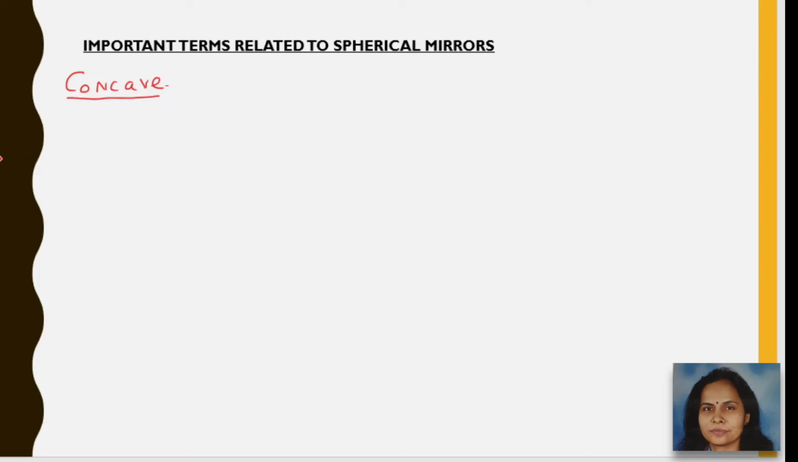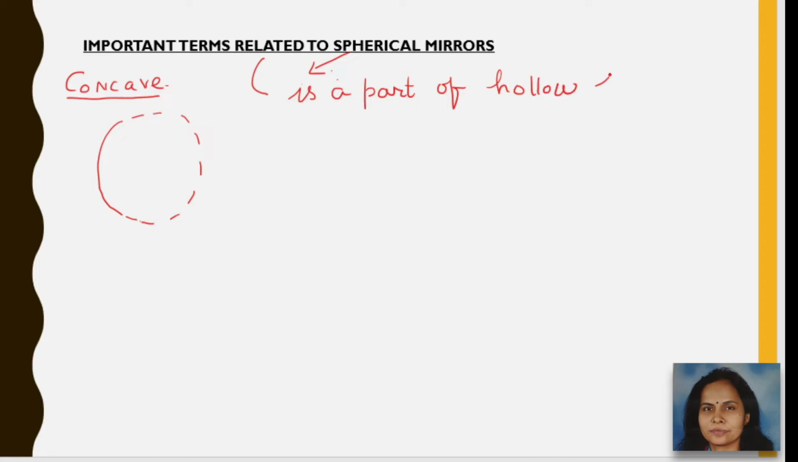Concave mirror. First we need to understand that every spherical mirror, suppose I am drawing a spherical mirror here, this is the spherical mirror, and every spherical mirror is a part of a hollow sphere. So I am completing this hollow sphere. Let me write this down for you: every spherical mirror is a part of a hollow sphere.